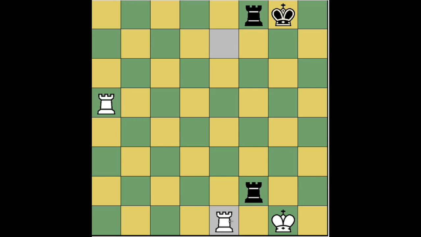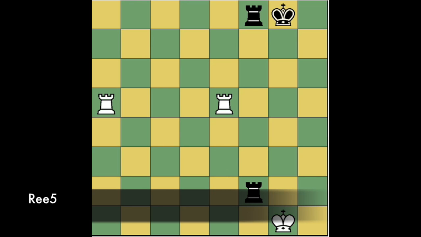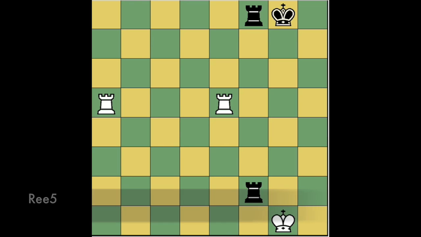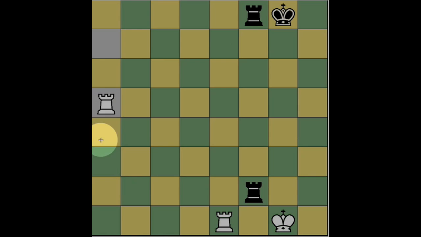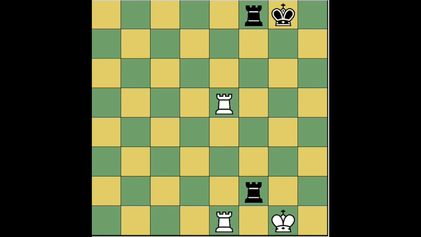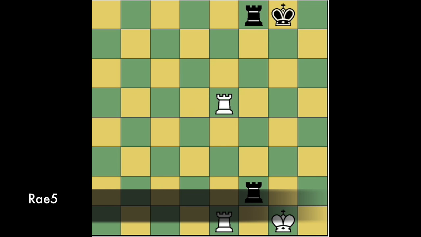However, in this case, if we write capital R e5, there are two rooks that can go to that square, and that notation would not tell us which rook is moving. So in order to remove the ambiguity, we add the file that the rook is moving from and the square it's moving to. So if we were to move this rook to e5, the move would be Ree5. If we're going to move this rook on the a file to e5, we would write Rae5.